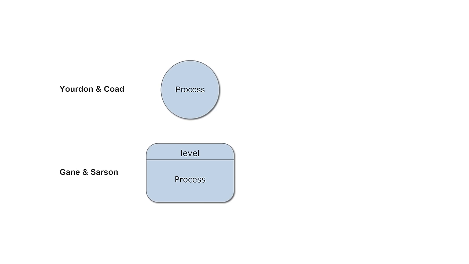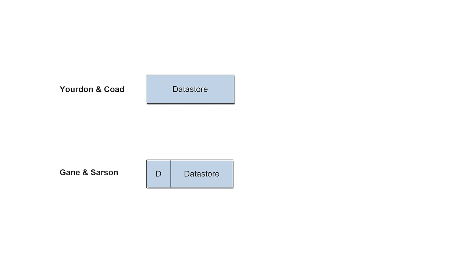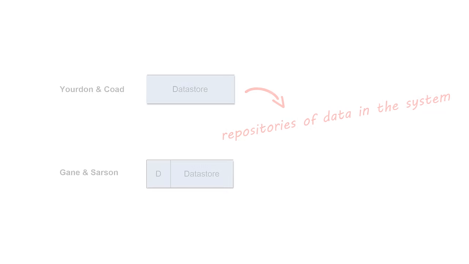This is a process notation. A process transforms incoming data flow into outgoing data flow. Here is a data store notation. Data stores are repositories of data in the system. They are sometimes also referred to as just files.